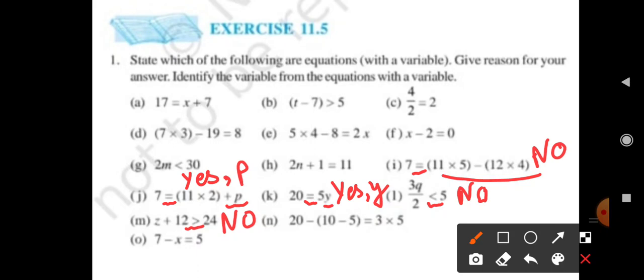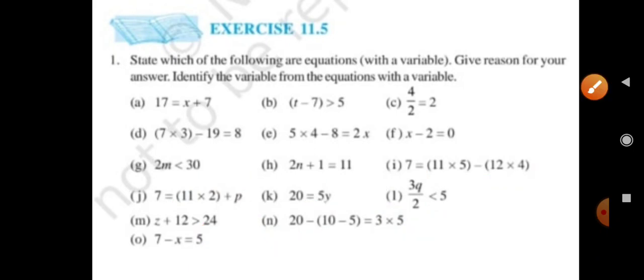Now check the N part. The equality sign is here, but there is no variable. So again this is not an equation with a variable. This is an equation, but it is not an equation with a variable because the variable is missing. Now check the O part, the last part. The equality sign is here, the variable is also here. So for the O part, yes, this is an equation with variable x. So this was all about question number 1. Thank you and have a nice day.